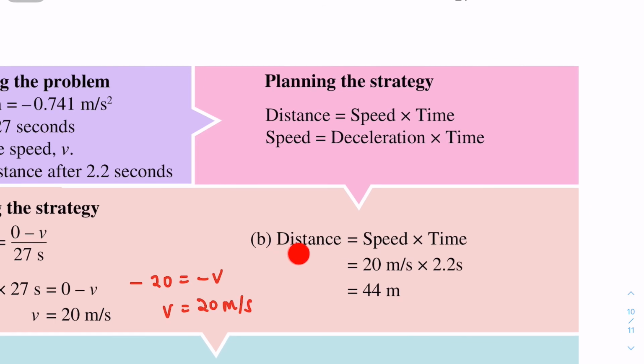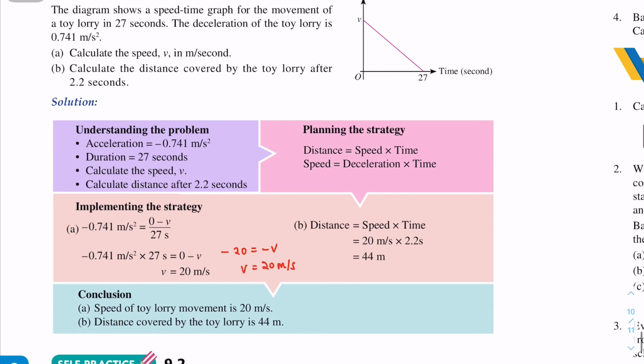This is distance. Distance is equal to speed times time. So the speed is 20 meter per second, from A kita dapat. And then the time is 2.2 seconds. So we get 44 meter. So saya harap awak ingatlah rumus-rumus distance tu.